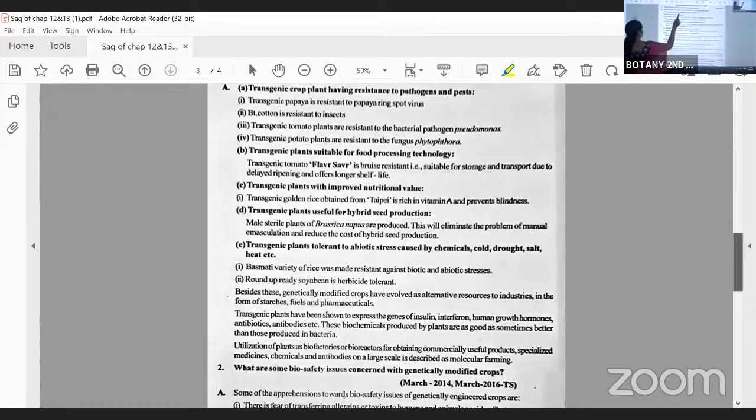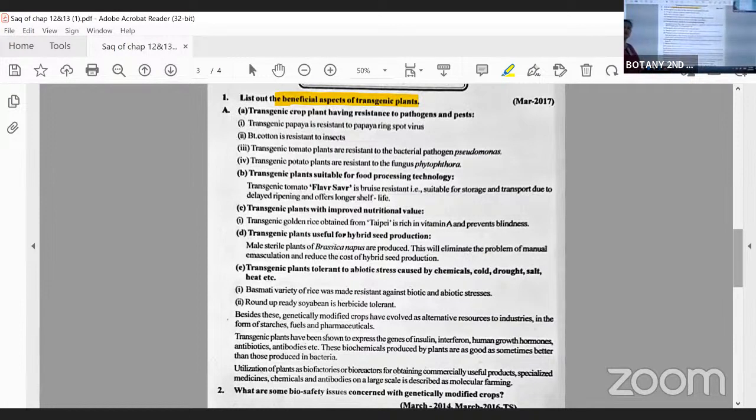List out the beneficial aspects of transgenic plants. This we can expect in this supply exam paper. Because BT cotton they have already given, they may give that question again. Otherwise, the pest resistant, or else we can expect this beneficial aspects of transgenic plants.